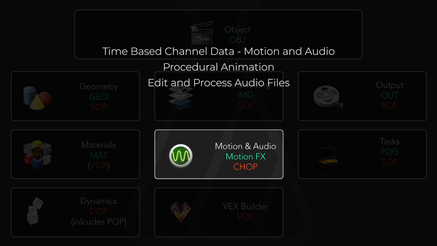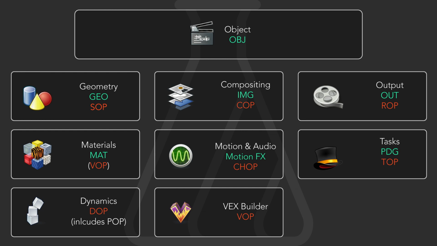CHOP networks give us a collection of nodes for editing and processing audio files. So we could, for example, read in an audio track and separate out a bass frequency to drive an animated parameter. We also use channel operators when creating animation constraints and when rigging objects, and it's within this CHOP context that Houdini's kinematic solvers live.